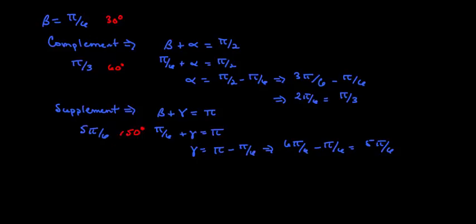Another thing that I want you to be aware of is pi over 3 plus 90 degrees. So 60 degrees plus 90 degrees should give us 150. So let's make sure. If you take the complement and add 90, you get the supplement.